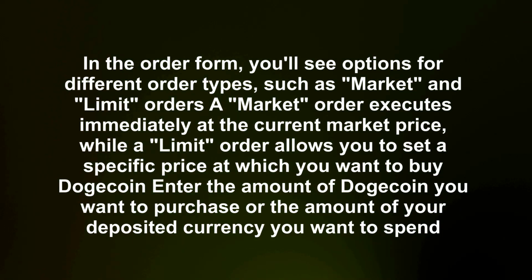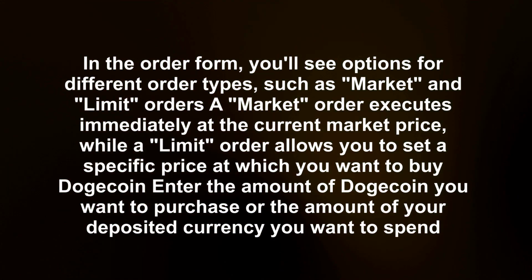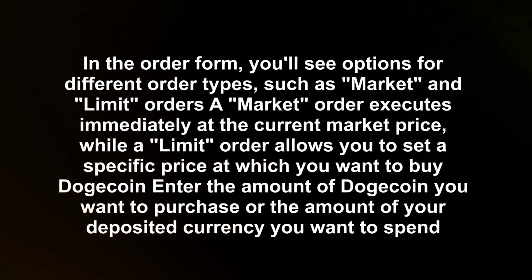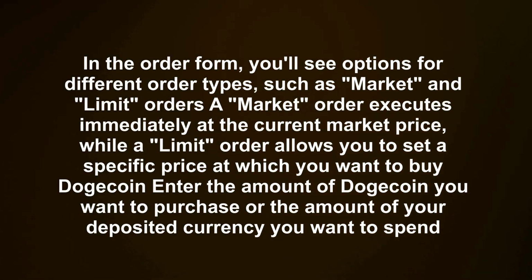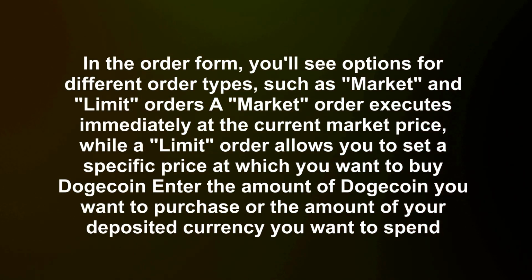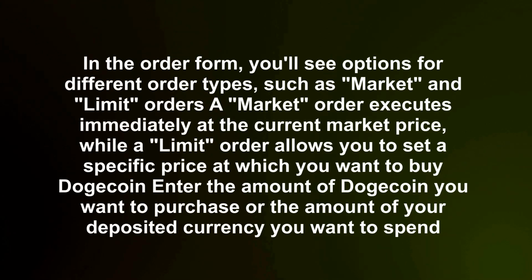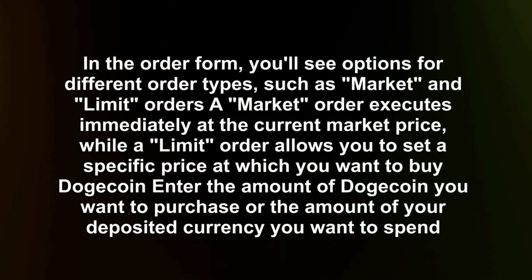In the order form, you'll see options for different order types, such as market and limit orders. A market order executes immediately at the current market price, while a limit order allows you to set a specific price at which you want to buy Dogecoin. Enter the amount of Dogecoin you want to purchase or the amount of your deposited currency you want to spend.